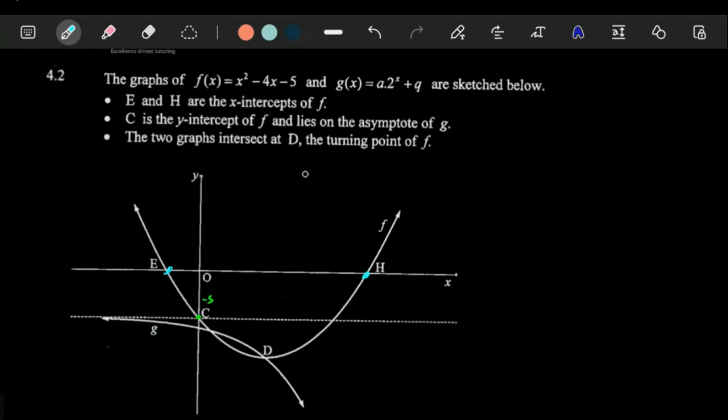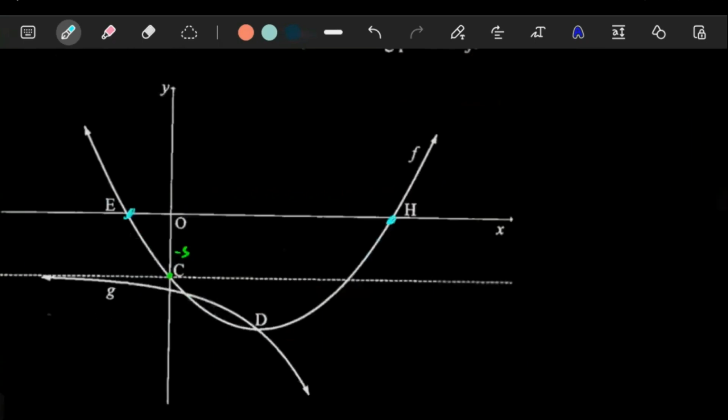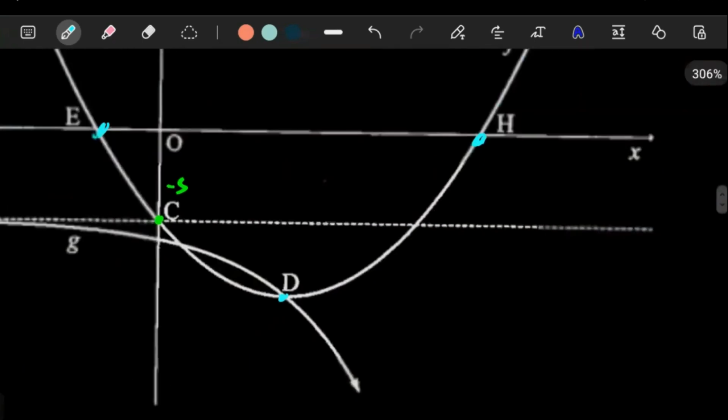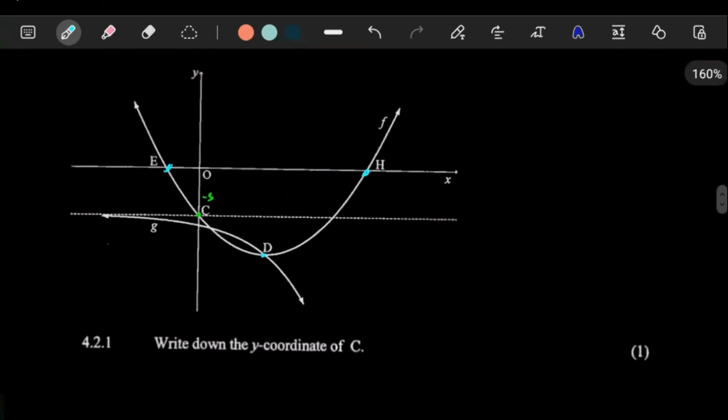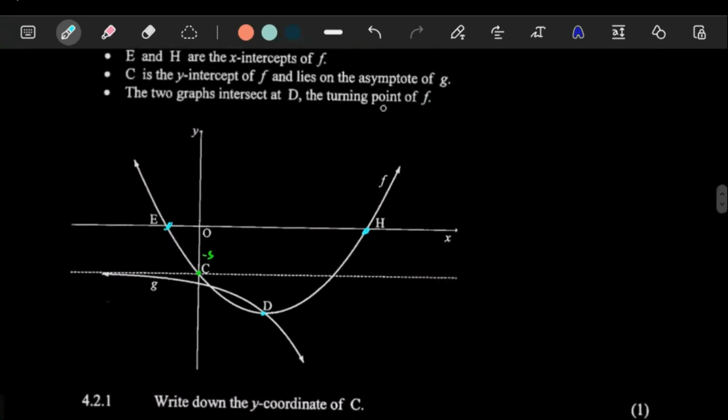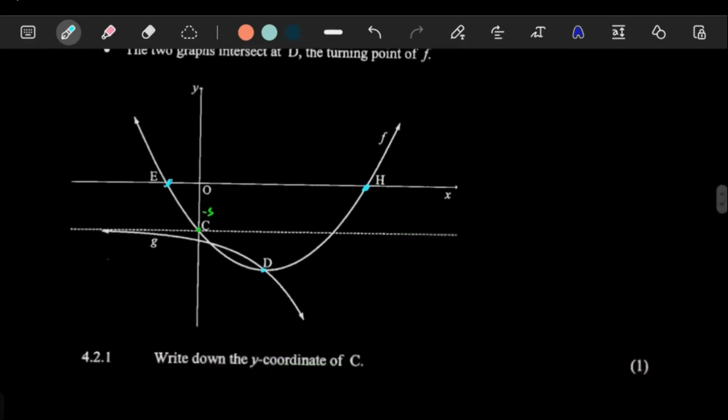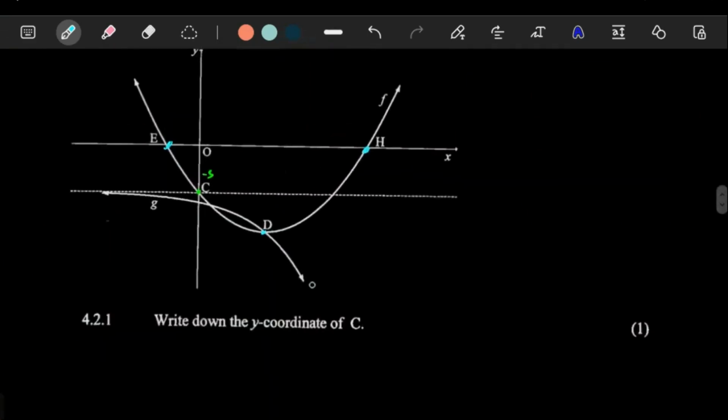C is the y-intercept of f, and it lies on the asymptote of g. Thank you. The two graphs intersect at D, so they share a coordinate here. D also looks like the turning point of the parabola, but oh, they actually confirmed it. Very nice. So that's very, very useful. So much information. Getting the coordinate of C, x value is automatically at 0. The y value is going to be a -5, you see.